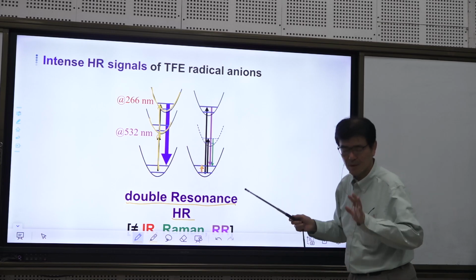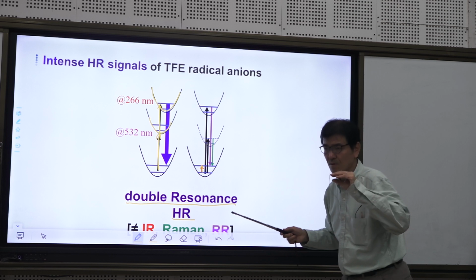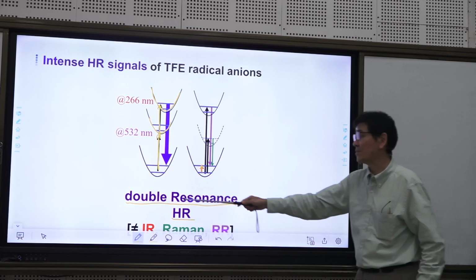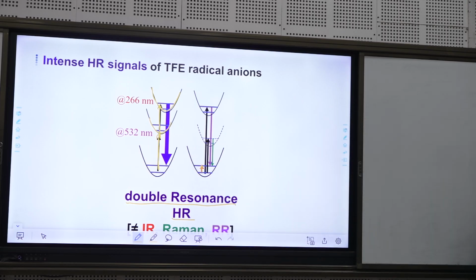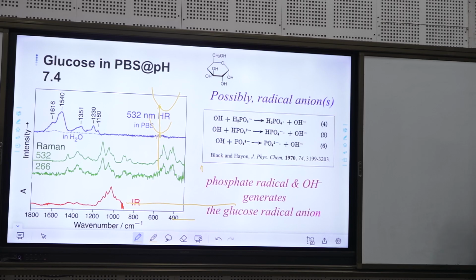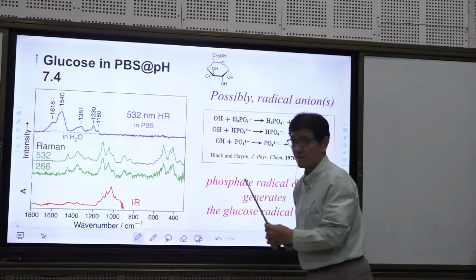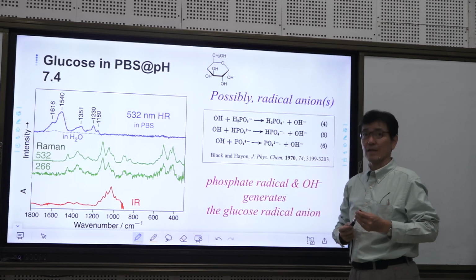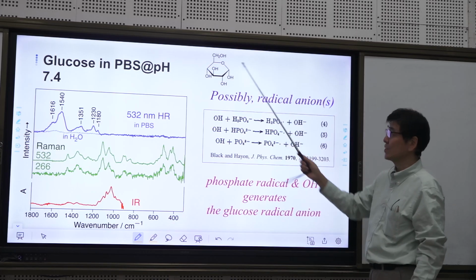be a method to detect a very small number of molecules by utilizing the double resonance effect. Okay, so far the discussion is about the TFE radical anion. But we started the discussion from the glucose.